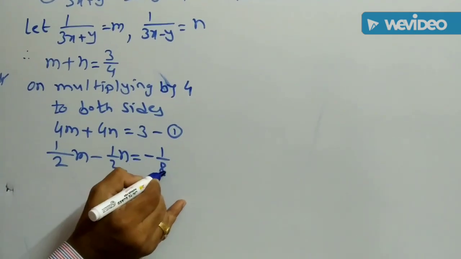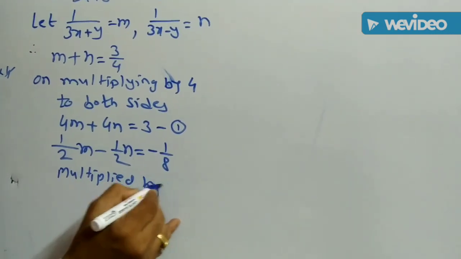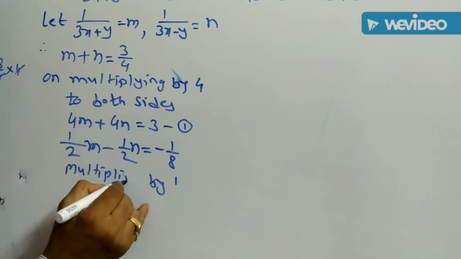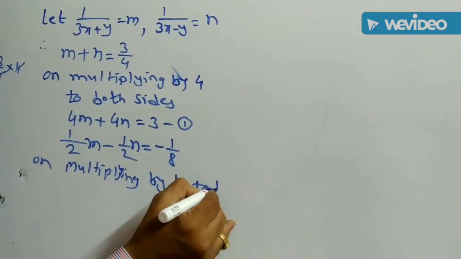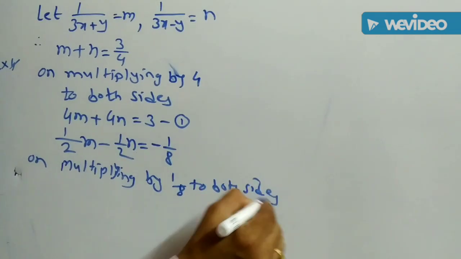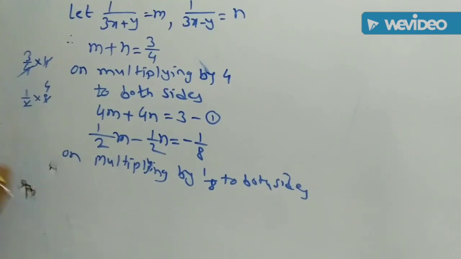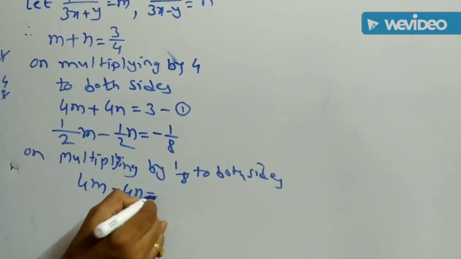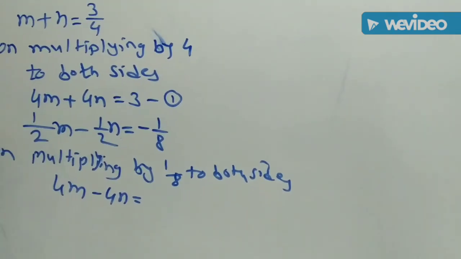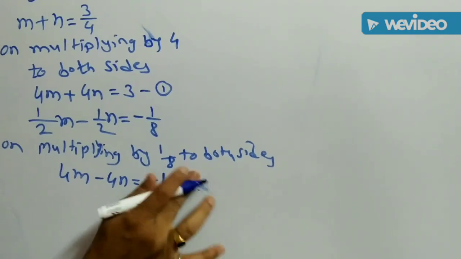LCM of 2 and 8 is 8. Therefore, on multiplying by 8 to both sides, we get 1 half into 8. 8 divided by 2 is 4. Therefore, here we get 4m. Similarly, here we get minus 4n. Here minus 1 upon 8 into 8, the 8 gets cancelled. Remaining is 1.